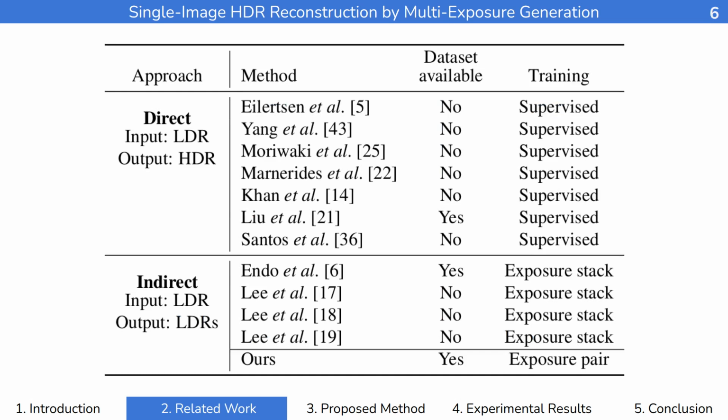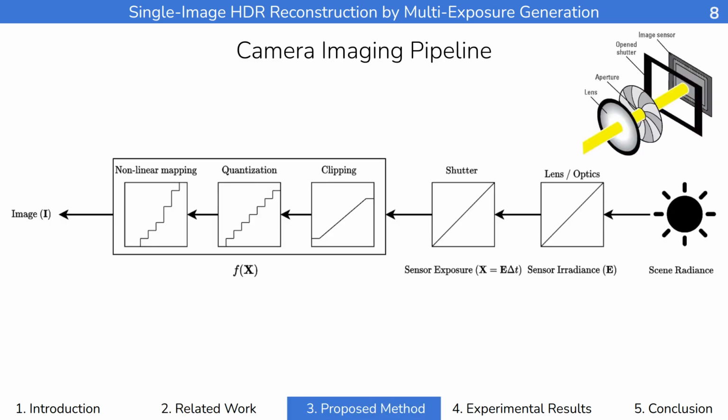We categorize attempts in single image HDR reconstruction into two groups. The first are direct methods, which receive an input LDR image and try to predict the corresponding HDR. The second are indirect methods, which predict multi-exposure images as the output. We can then use a traditional method to reconstruct the final HDR. In this work, we follow the indirect approach and propose a novel framework that only uses a pair of exposures for training, as opposed to previous work.